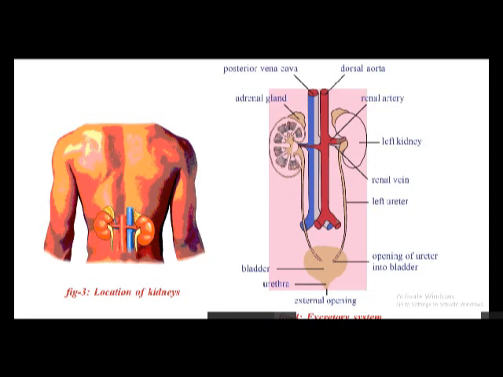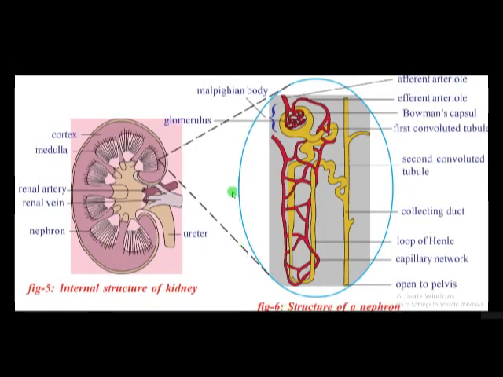And the next one is here. This is the internal structure of the kidney. If we observe the kidney, millions of these structures are present. They are called nephrons, or urinary tubules. Approximately 1.3 to 1.5 million nephrons are present in each kidney. These nephrons are called the structural and functional unit of the kidney. We will discuss the structure of the nephron.